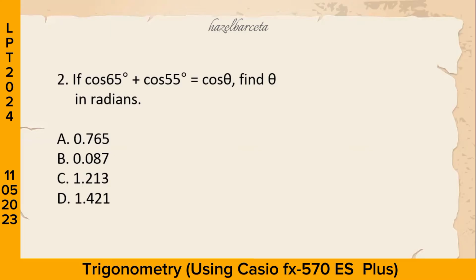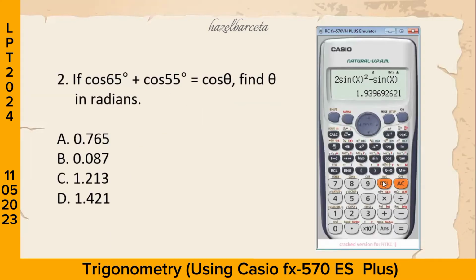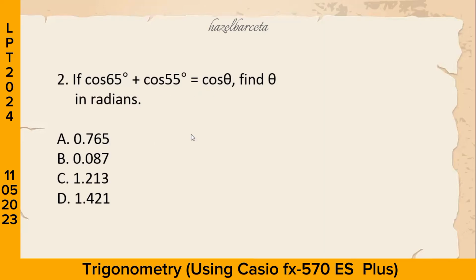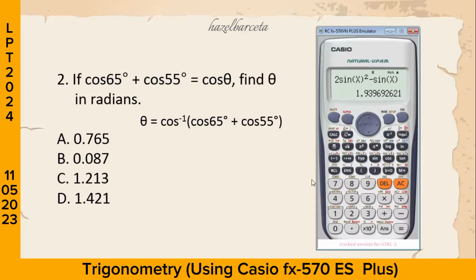If cosine 65 degrees plus cosine 55 degrees is equal to cosine theta, find theta in radians. So, dito naman po, naka-radians ang ating choices. Pero yung given po natin ay naka-degrees. Therefore, dahil dalawa po siya, ano po ang ating gagawin? Unahin po muna natin yung degrees para makuha natin si theta in degrees. Okay, so theta is equal to, so ayan, input lang po natin ito, para hindi na po tayo mag-shift calc function nang hindi po matagalan.